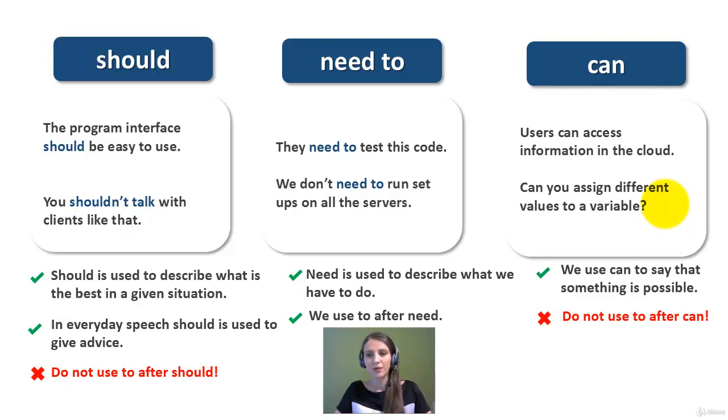But please remember, we do not use to after can, the same as with should. Non-native speakers sometimes make this mistake. They say, I can to do this. No, we don't use to after can. So can actually acts the same way as should. It makes the question by itself and the negative sentences, and there is no to after it. So this is it. I told you it's going to be easy.